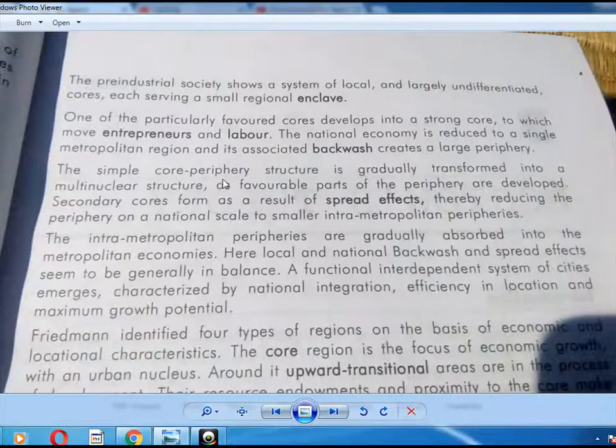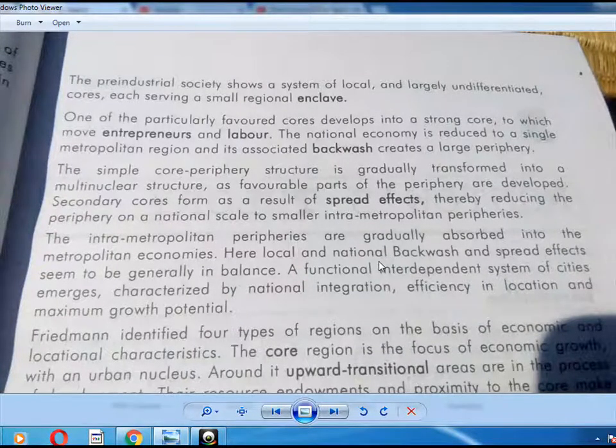The single core periphery structure is gradually transformed into a multi-nuclear structure, in which favorable parts of the periphery develop. Secondary cores form as a result of the spread effect, thereby reducing the periphery on the national scale, or to a smaller intrametropolitan periphery. The intermetropolitan peripheries are gradually absorbed into the metropolitan economy, with local and national backwash and spread effects.